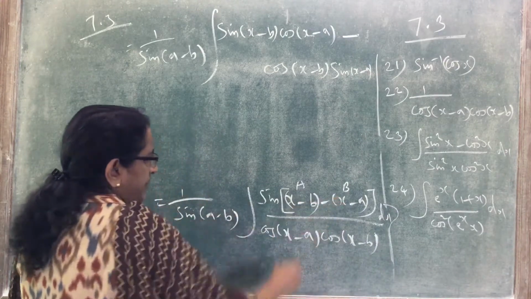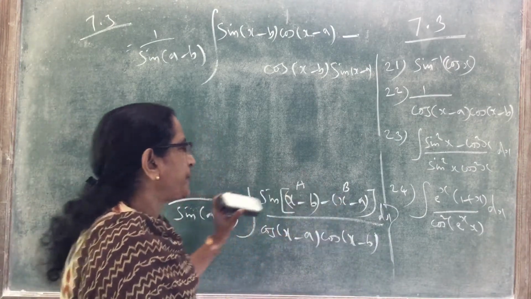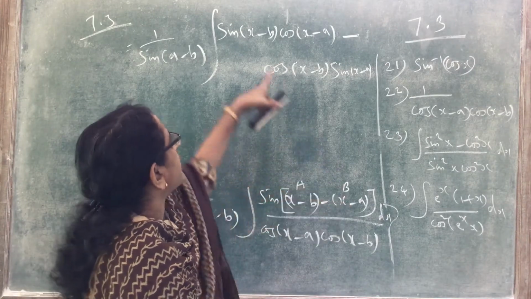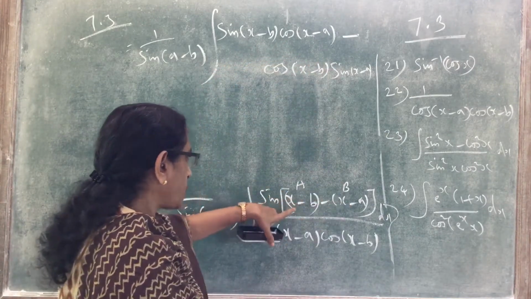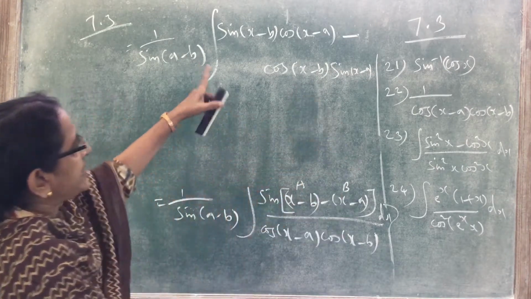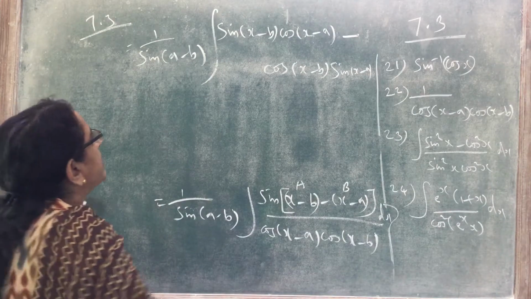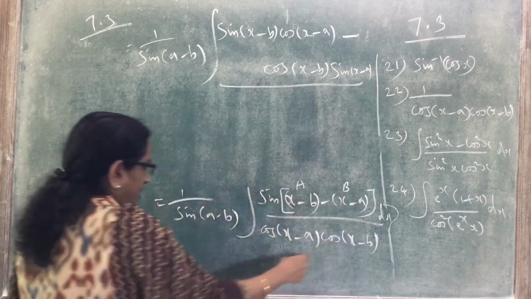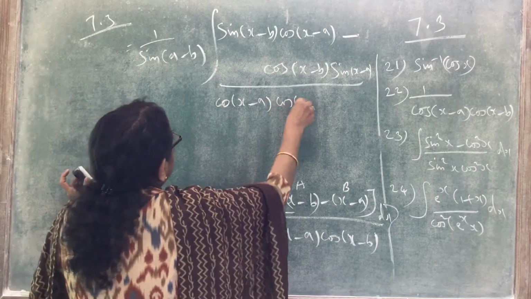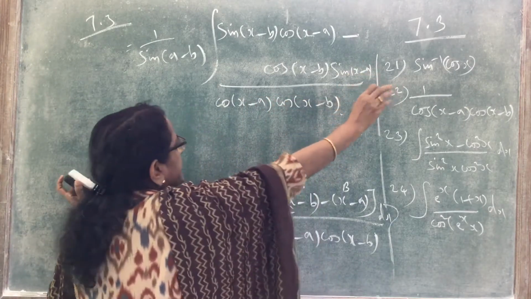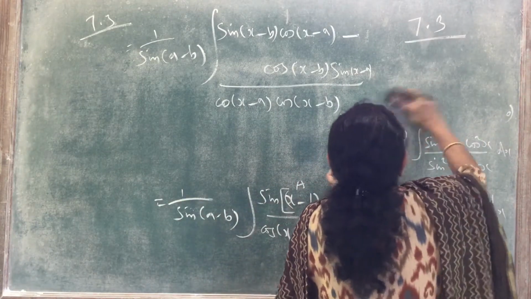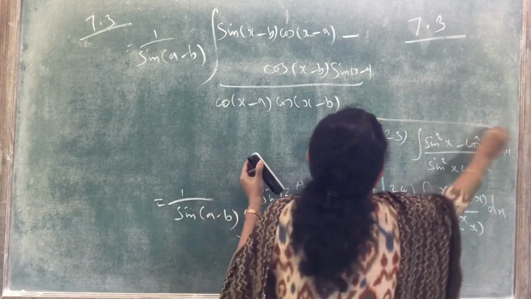So this is A, this is B. So sin(A minus B) equals, this is the formula, sin A cos B minus cos A sin B, with A as x minus B and B as x minus A. Now the denominator is the same: cos(x minus A) cos(x minus B) dx.